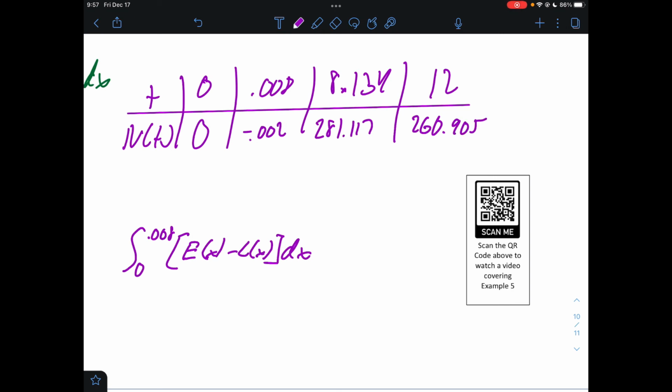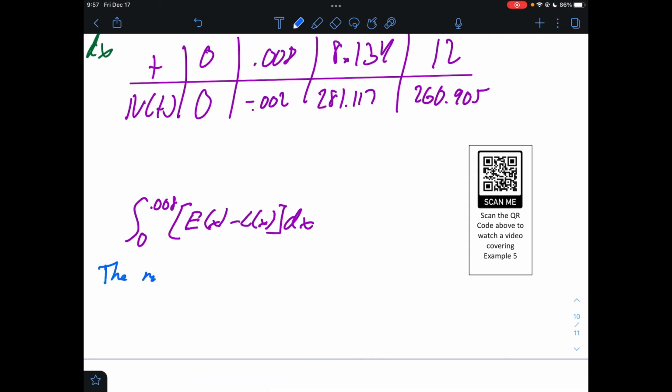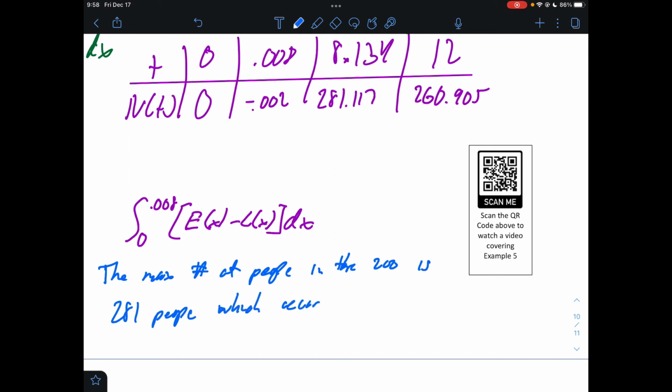So which of these 4 numbers is your maximum? Clearly, this one is. Okay, so if we were to write out a sentence for this: the maximum number of people in the zoo is approximately 281 people, which occurs at time t equals 8.134 hours.